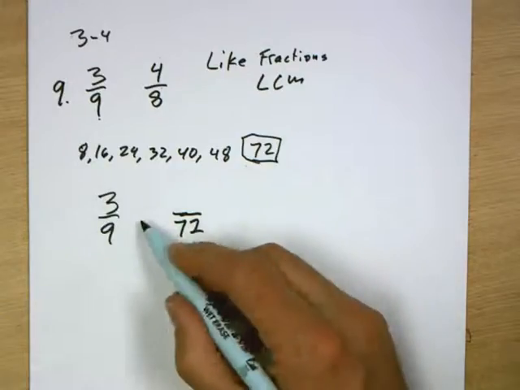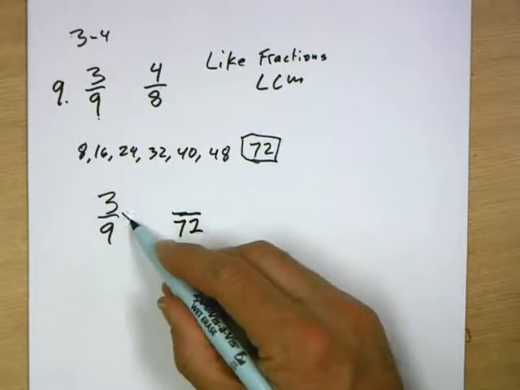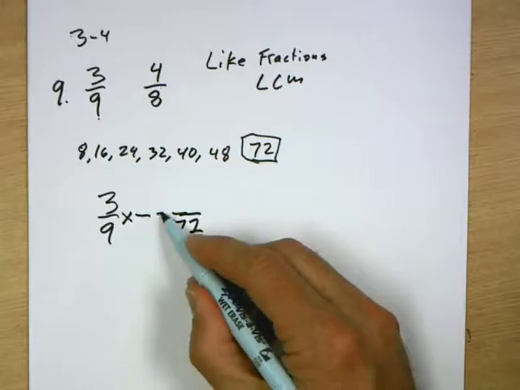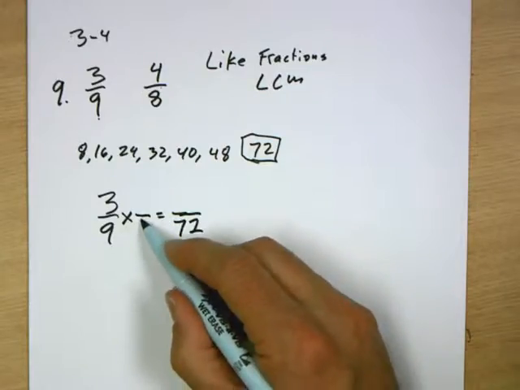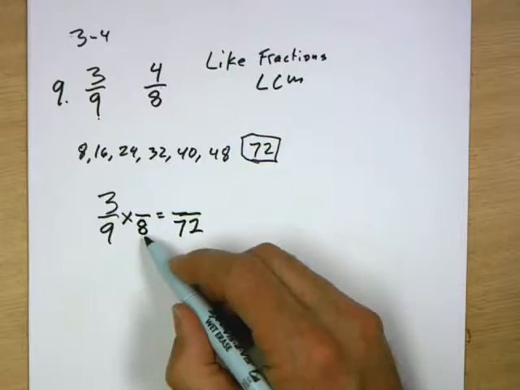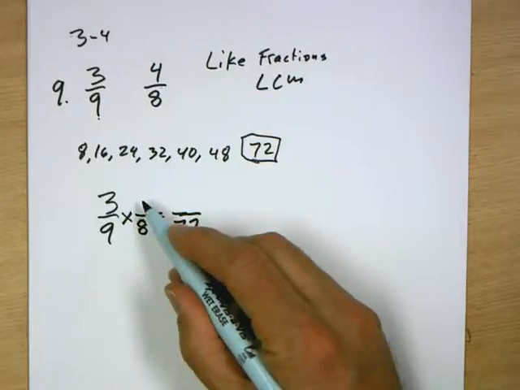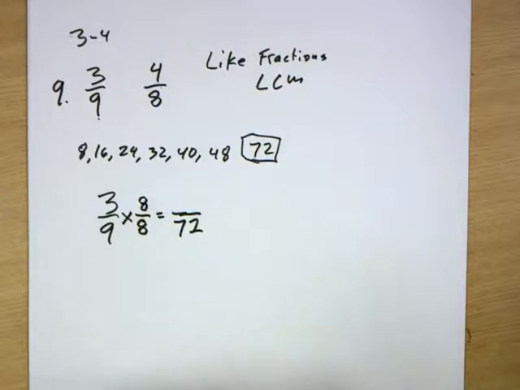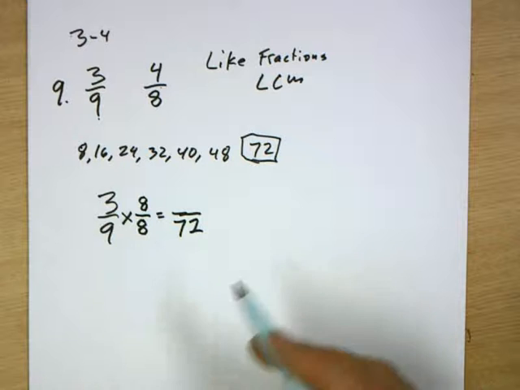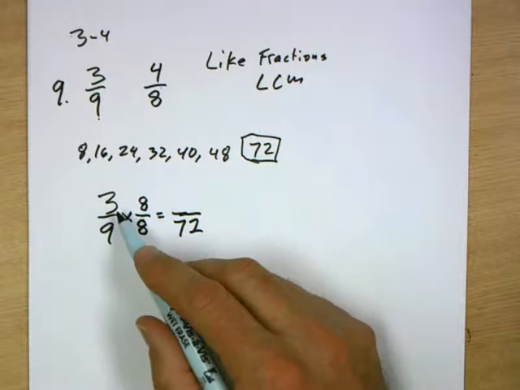So what I have to do is multiply the denominator by a number to give me 72. And I have to know that's 8. So what I do to the denominator, I also need to do to the numerator. And 8/8 is equivalent to 1. So I'm multiplying 3/9 by 1, so I'm not changing its value according to the identity property of multiplication. If you multiply a number by 1, you don't change its value. 8 times 3 is 24.